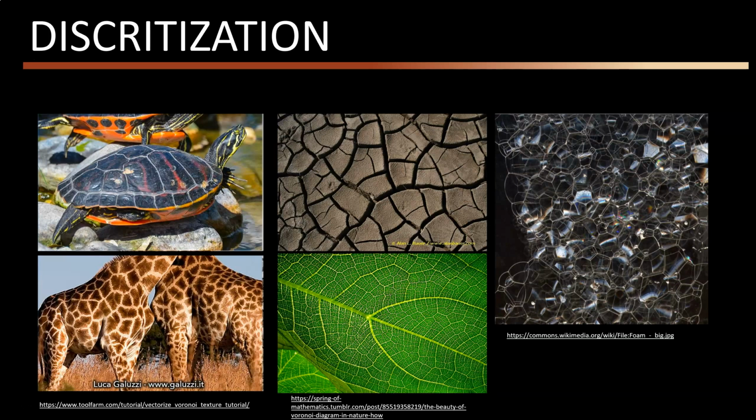The Voronoi structure is a very interesting structure which naturally exists in the world. For example, on the turtles that you see, you see a very similar pattern, or in the dried clay you see a pretty similar pattern, and on the skin of giraffes. And there are so many other interesting examples where we see that Voronoi pattern.